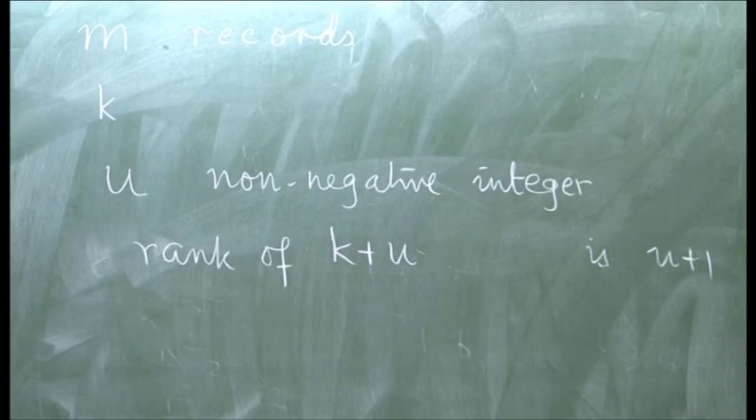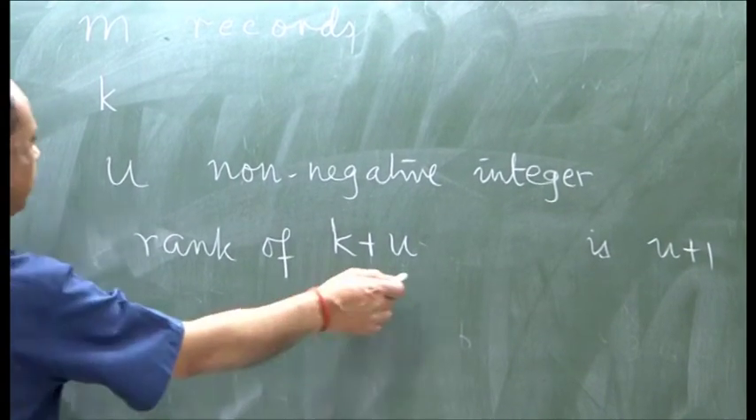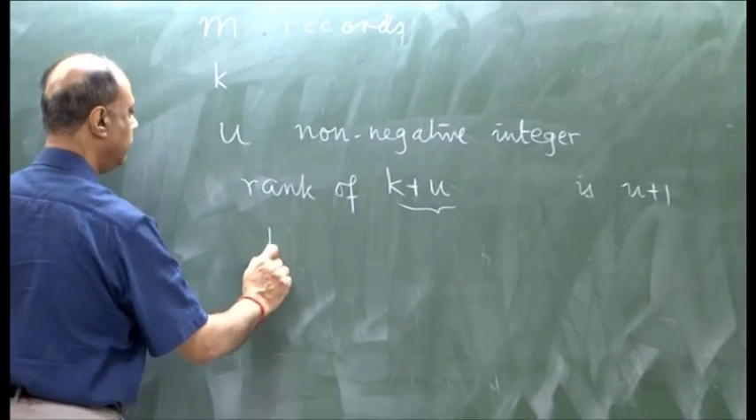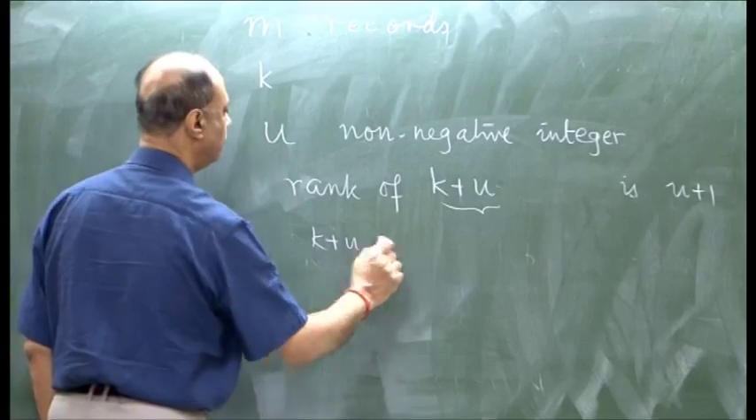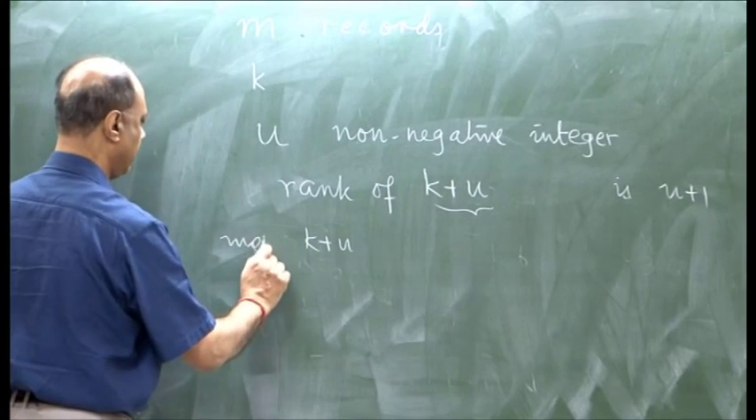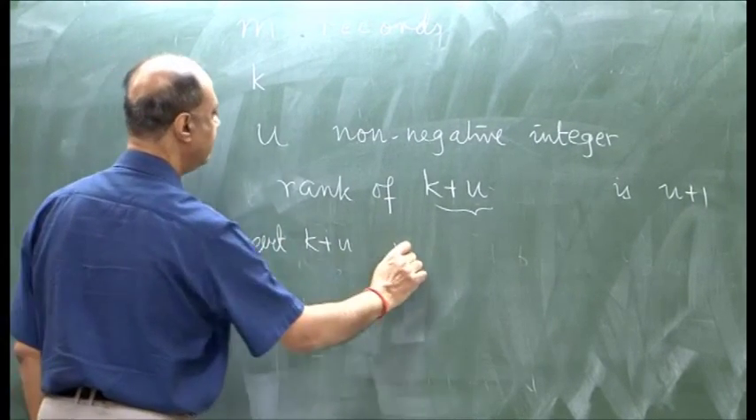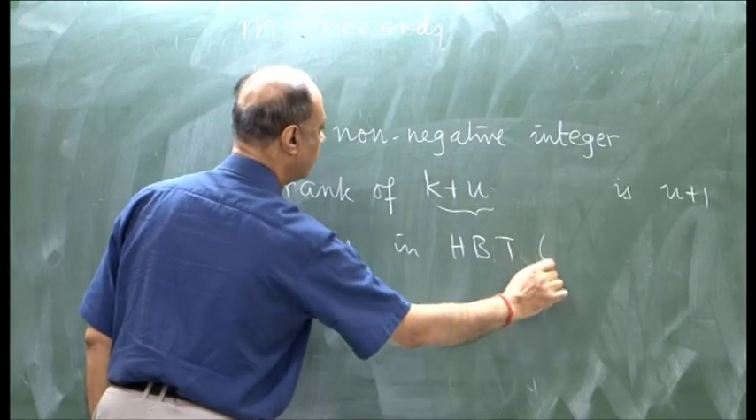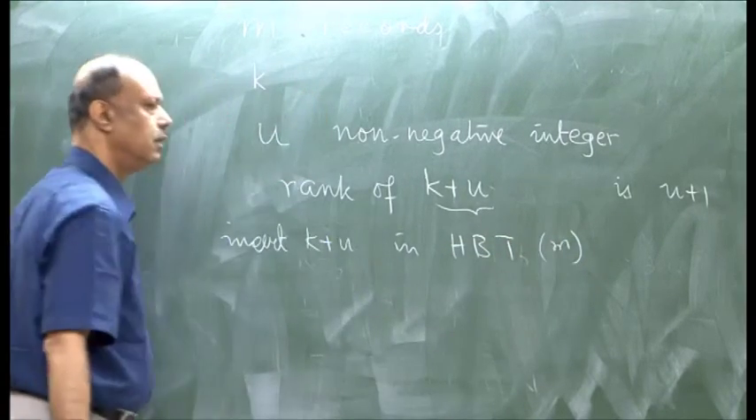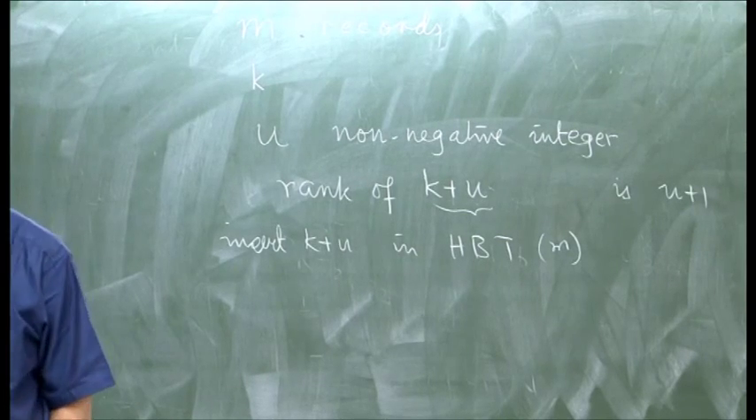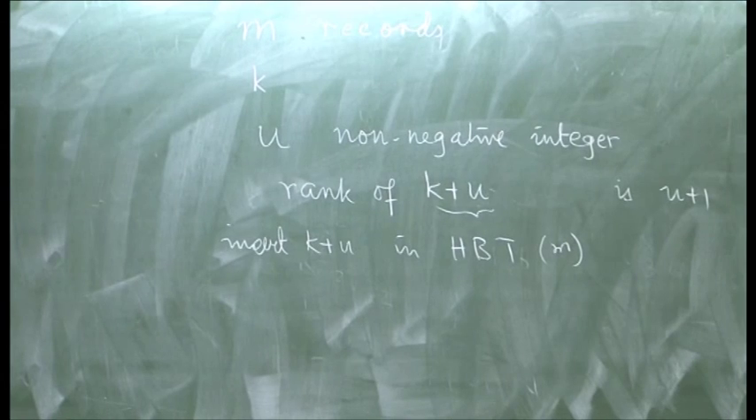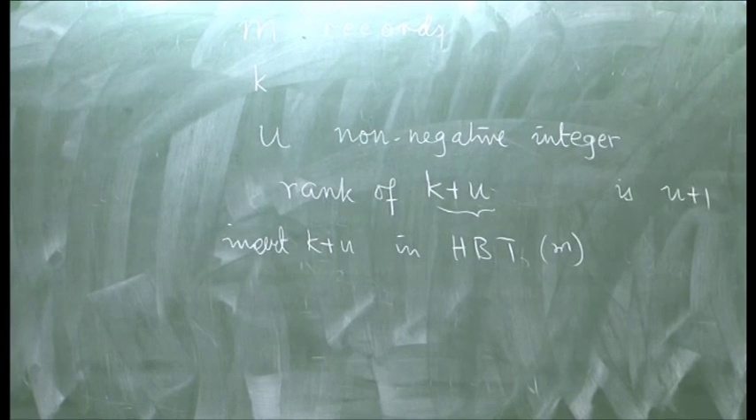And once you get that k plus u, you insert k plus u in the height balanced tree of m records. Right? And once you insert it, it will lose the property of balancing, so you need to do the rebalancing. So this is the problem.